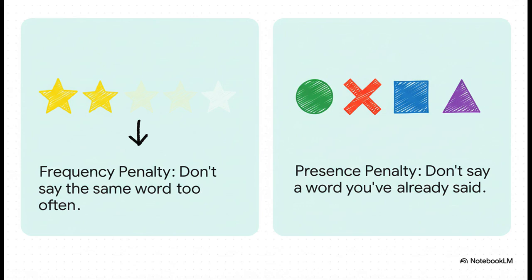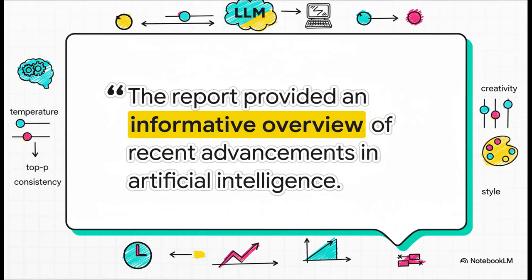Here's a really simple way to think about the difference between those last two. Frequency penalty is basically saying, hey, don't use the same word too often. It's all about moderation. Presence penalty is much more strict. It says, don't use a word you've already used, period. This is what really forces the AI to introduce new topics and concepts. And the result of applying these penalties? It's crystal clear. We go from that clunky, repetitive disaster to a clean, concise, and natural-sounding sentence. I mean, it's a huge improvement.